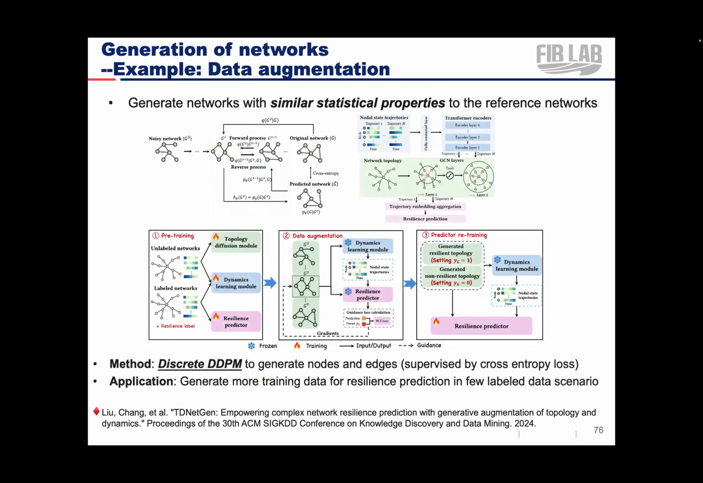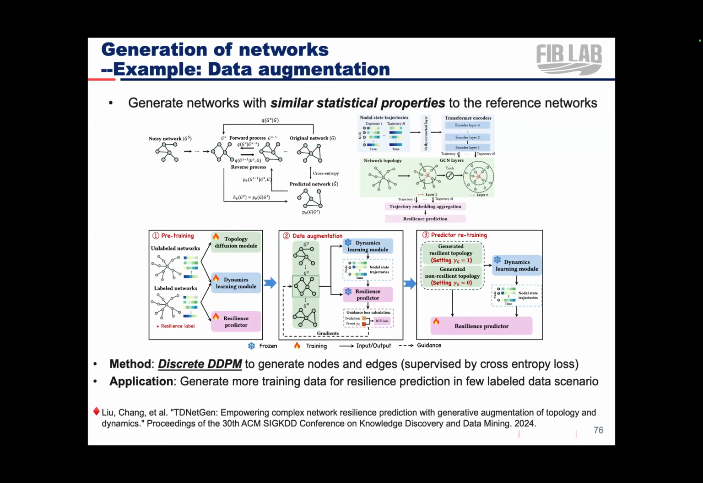The framework is divided into 3 stages. First, they pre-train a diffusion-based model that can generate the nodes and edges, and is supervised by a cross-entropy loss. And to generate the dynamics on the networks, they use a neural ODE to simulate the temporal evolution on this network.